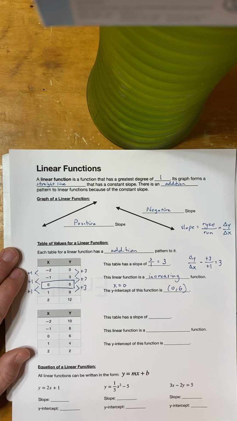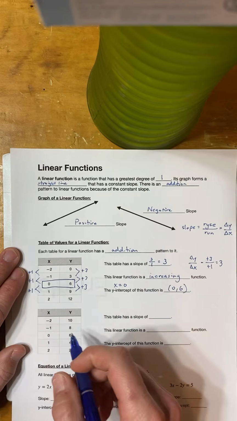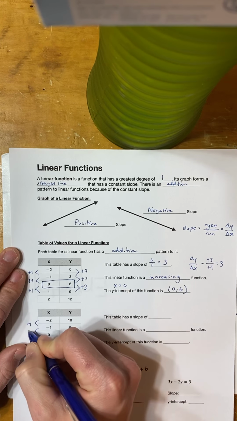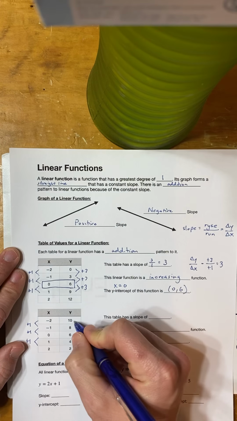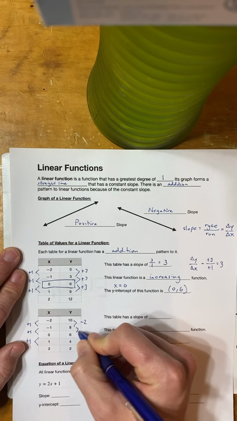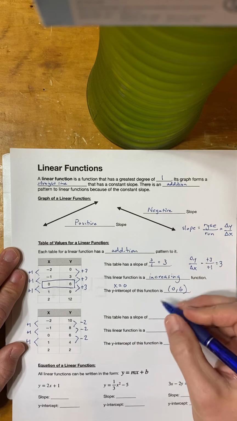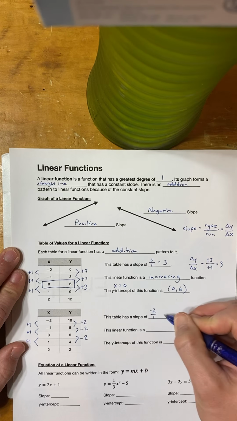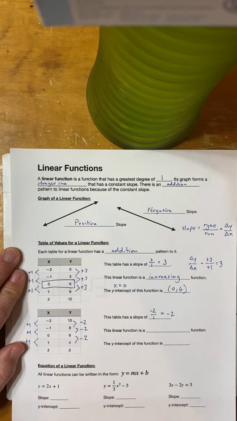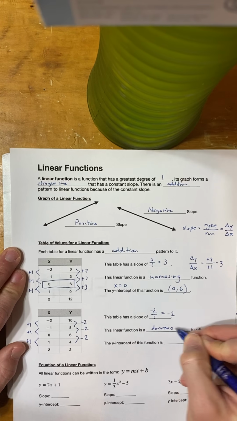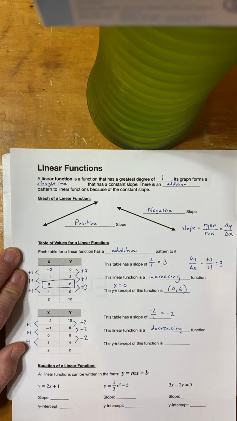All right. So doing the same thing on the second table, once again on the x side, you're adding 1 each time, but then on the y side, now I'm subtracting 2, and that's my pattern. So this table has a slope of negative 2 over 1, which is just negative 2. All right, this linear function is a decreasing function because it's going down. It has a negative slope.